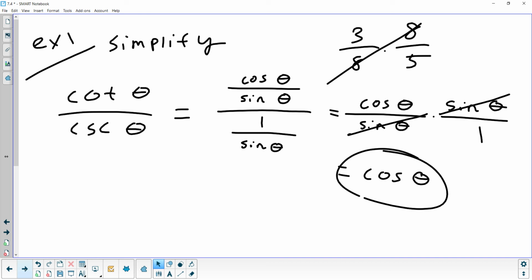What happened to the 1 over sine? Since we're dividing by a fraction, we flipped it and we multiplied. Okay, thank you. So all the rules that you know with numbers, you can do the same kind of thing with functions. Any other questions on that?